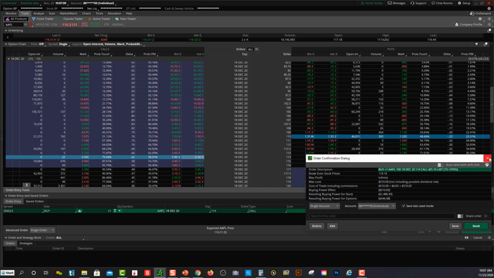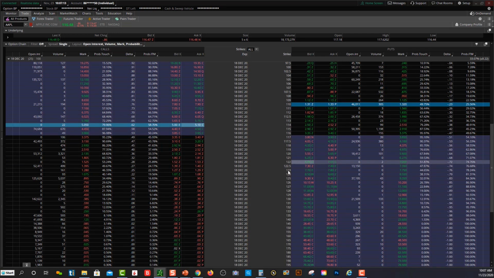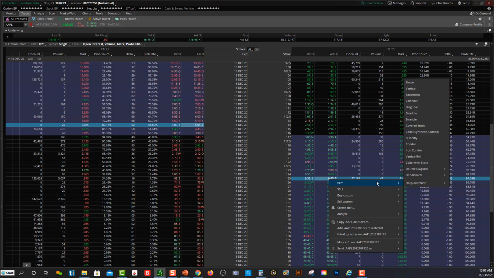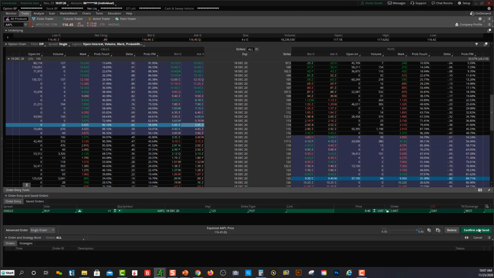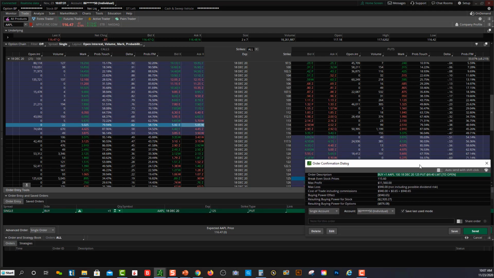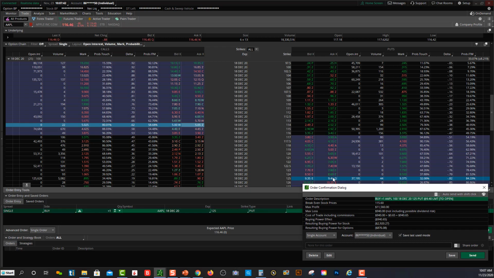So let's look at the flip side. Oops, don't want to confirm that order. Let's go over to the put side and buy a put right here. When I go to place this order, it is $940 for this put, again because I'm buying it at $9.40, which you'll see right here.